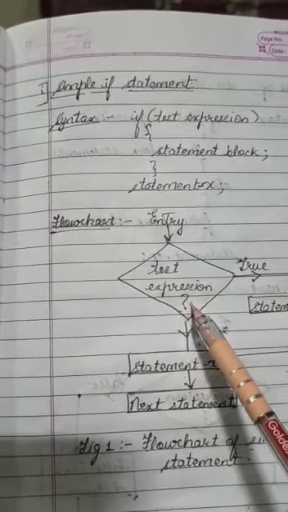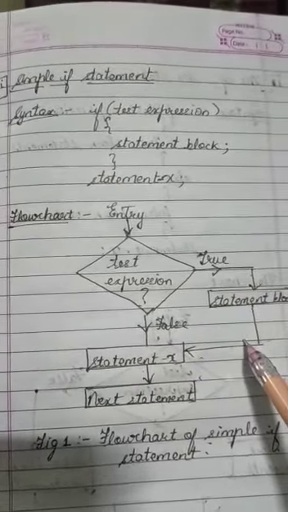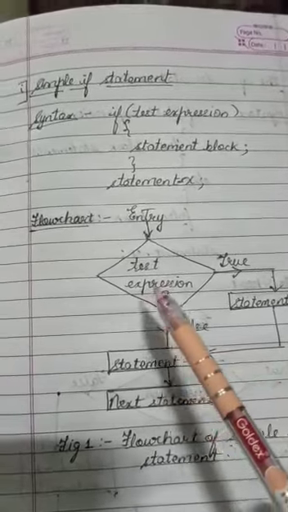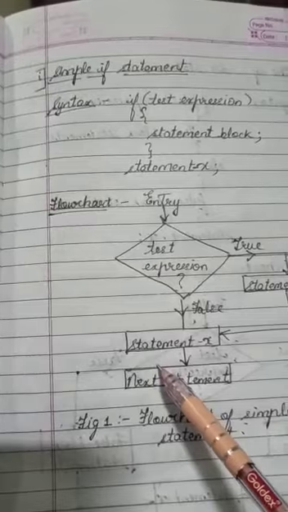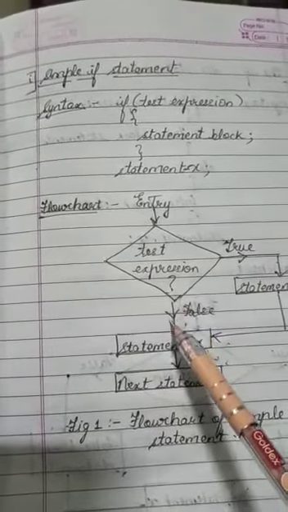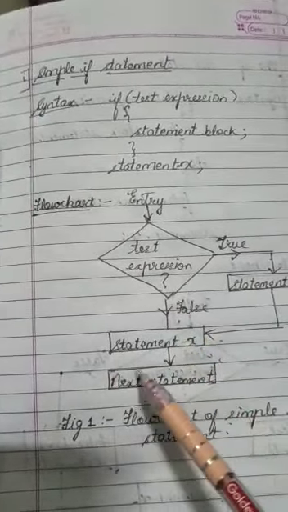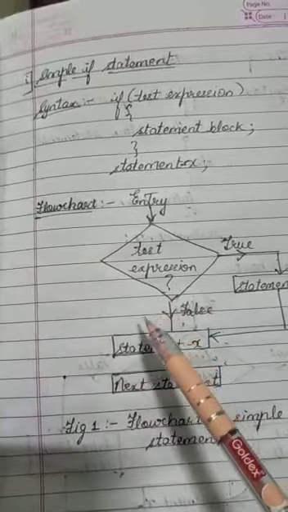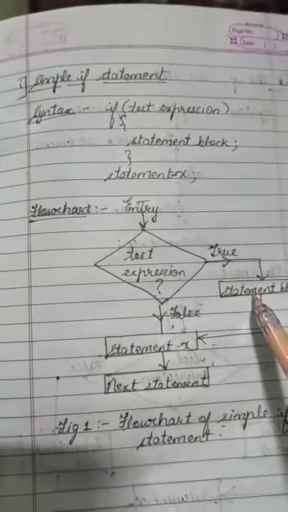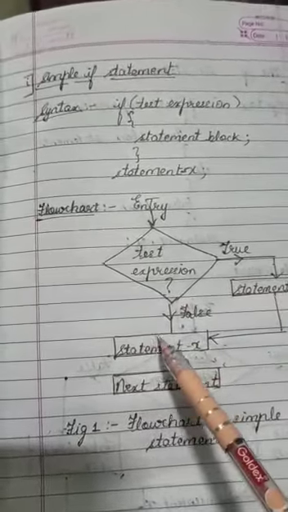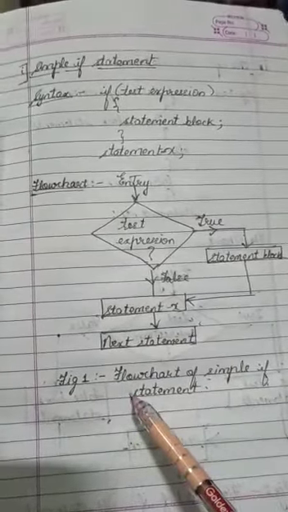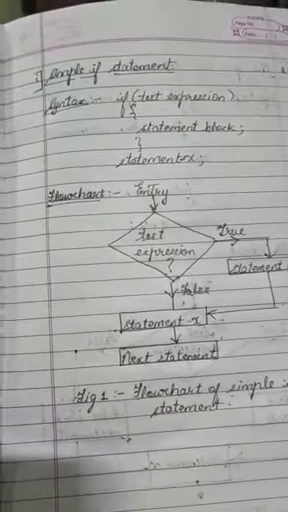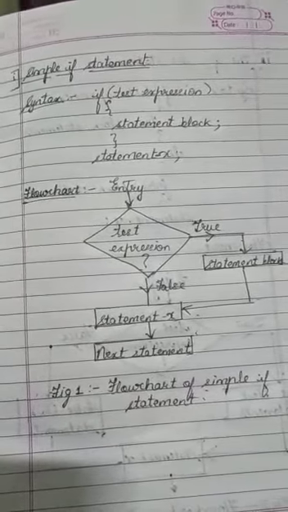If this test expression is true, then the statement block will be executed. If this test expression is false, then the statement X will be executed. Keep one thing in mind over here, that statement X will be executed when the condition is true as well as when the condition is false. This is the flowchart of the simple if statement.